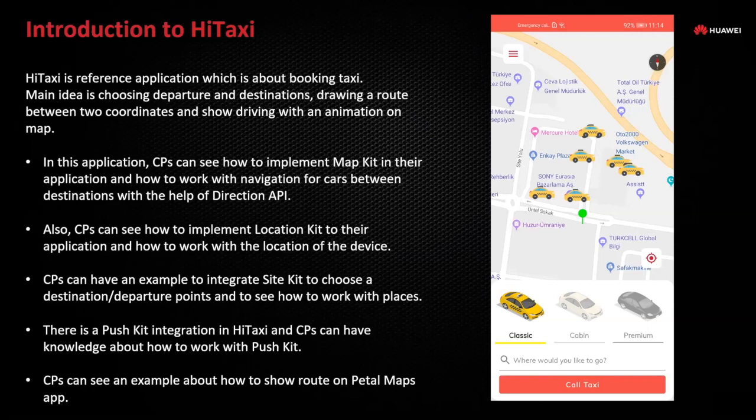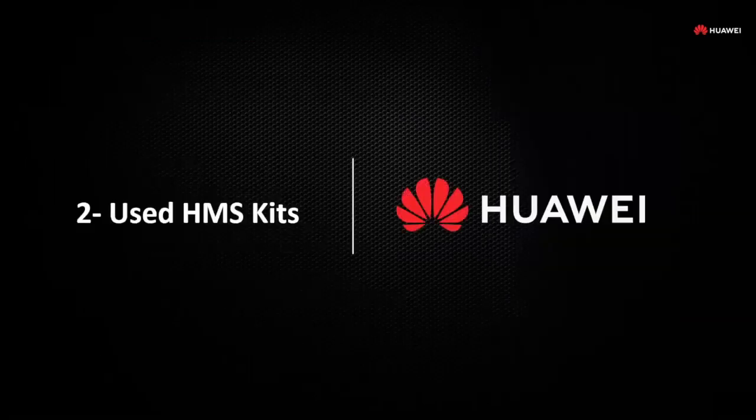CPs can have an example to integrate SiteKit to choose a destination and departure points and to see how to work with places. There is a PushKit integration in HiTaxi, and CPs can have knowledge about how to work with PushKit. CPs can see an example about how to show route on Petal Maps app. While developing this reference application, we have used many different kits. Let's examine them briefly, one by one.